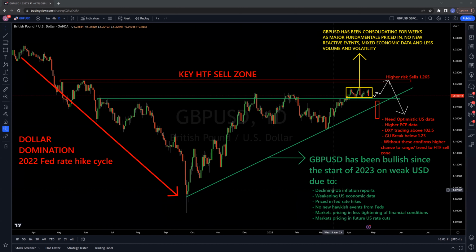Now, GBPUSD can obviously have some very aggressive reversals and bearish legs to the downside. But right now, you can see that we have been in a consolidation for weeks as major fundamental events have been priced in. We haven't had any new reactive events. We've had mixed economic data and overall less volume and volatility.